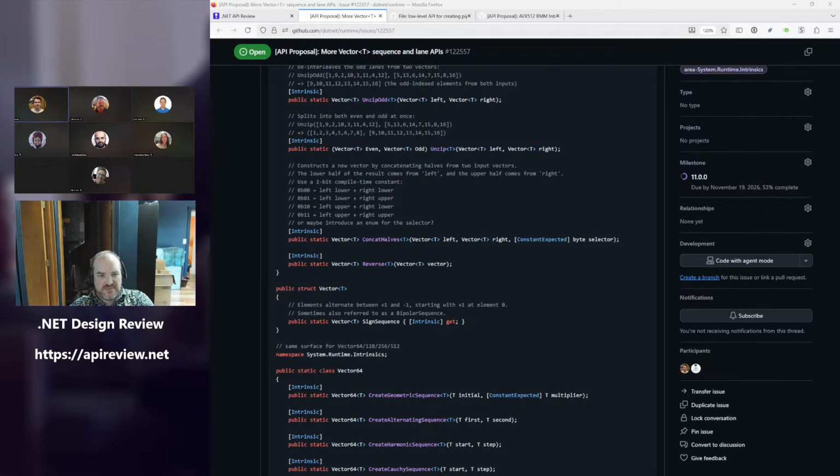Take left and right, and then document that the control is, you've got a bit that is specifying whether you're taking the lower or upper from left, and then a bit that specifies whether you're taking the lower or upper from right, which allows the JIT to optimize it as expected without a lot of complexity, and for users to generally be able to understand how you're combining the lower and upper halves of two vectors.